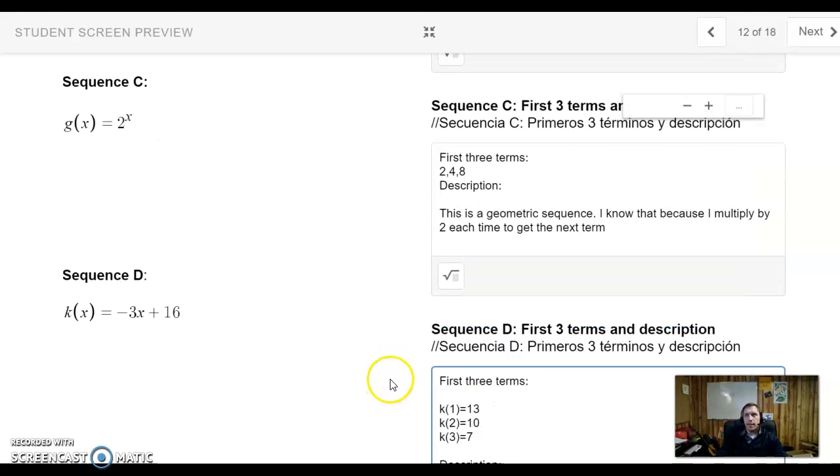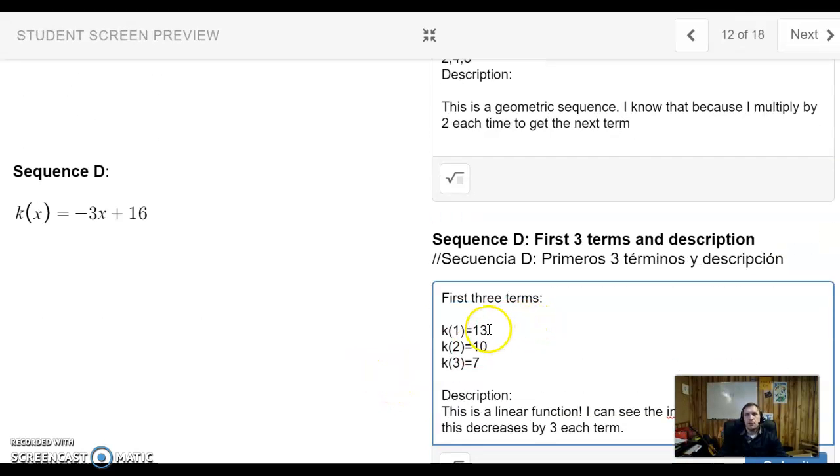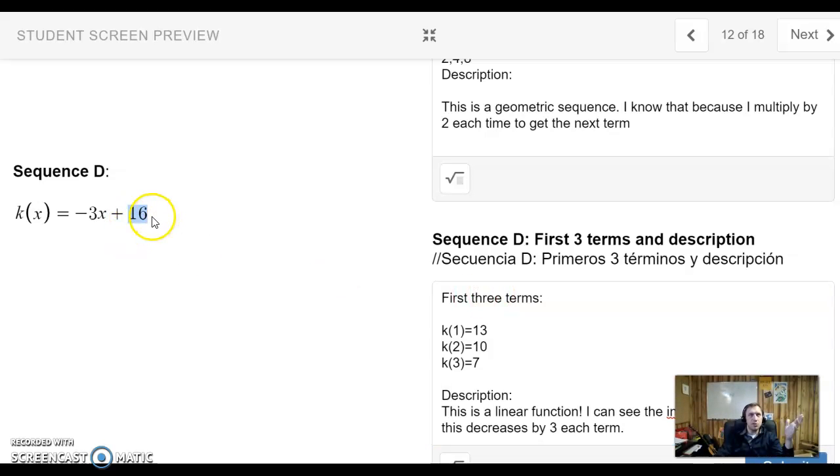All right, do you have something like this? The first 3 terms should be 13, 10, and 7. I can see it's a linear function. We're going down by 3 each time. And I see my starting value, my initial value of 16, that y-intercept, and then 3 less than that is 13, 3 less than that is 10, and then 7, 4, 1. You got this. Nice work.